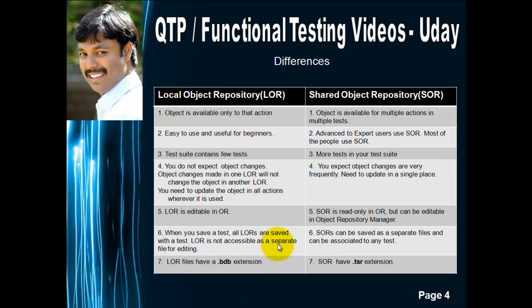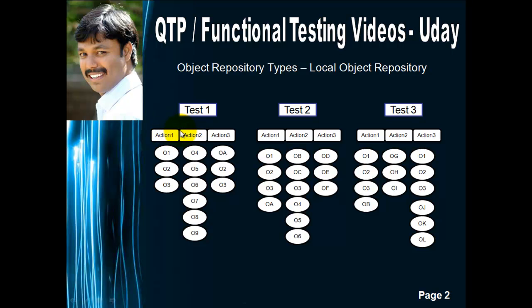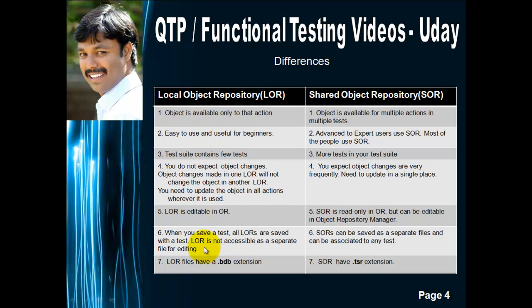What I am trying to say here is, if you have multiple actions, say action 1, action 2, action 3, each object repository is associated with the respective actions. Whereas in a shared object repository, we have a single file.